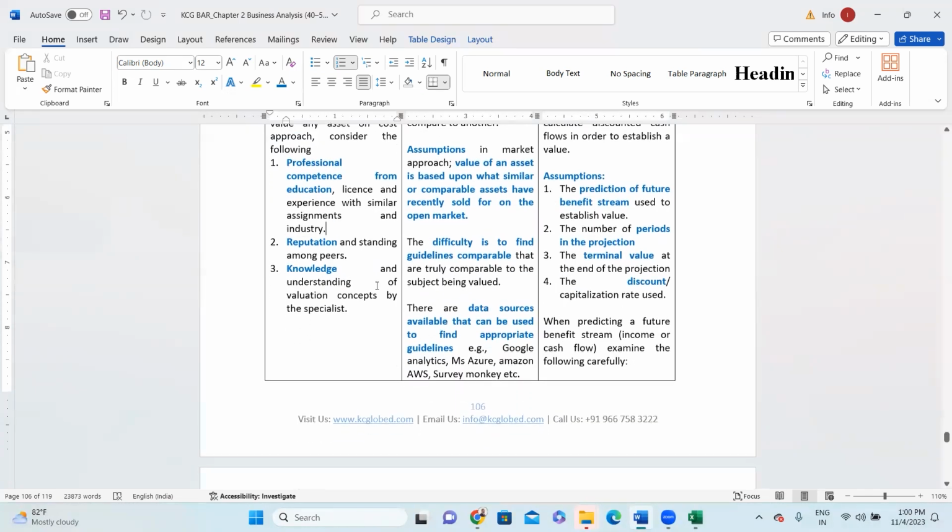For the data, there are many databases available in the market. That can be Google Analytics, that can be Microsoft Azure, that can be Amazon AWS, or that can be through SurveyMonkey.